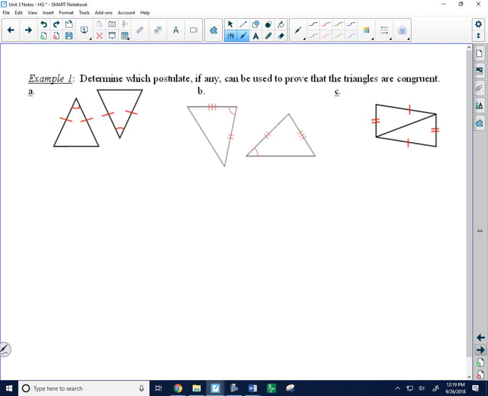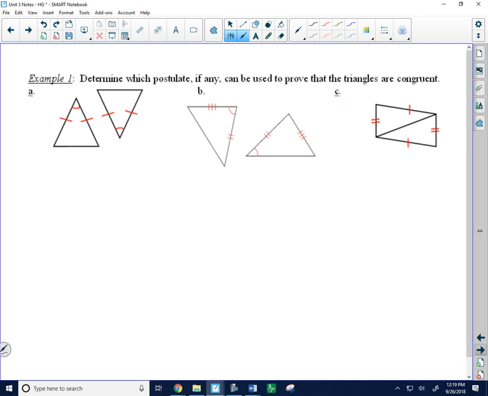So, any initial thoughts though on SAS and side? What? I'm looking at Madison. She's something wrong with the legs. What? I don't know. All right.